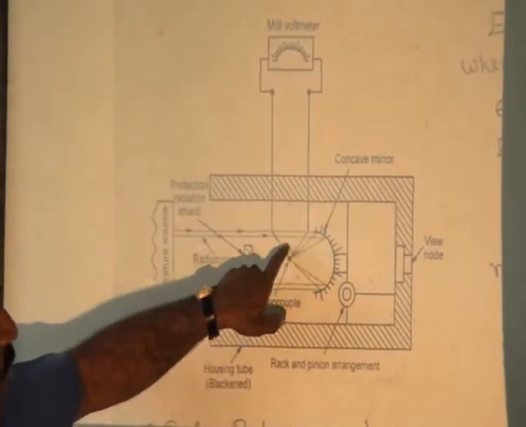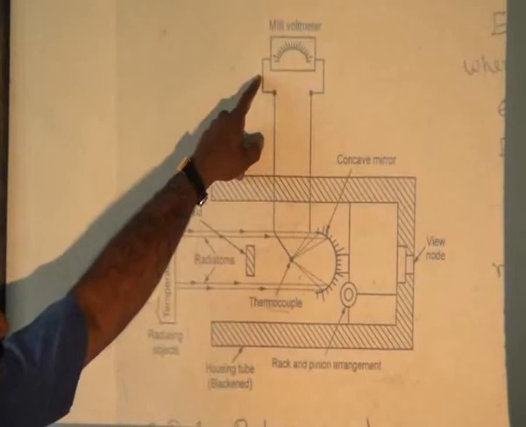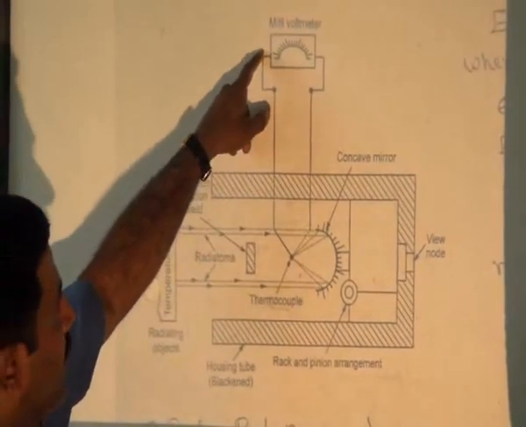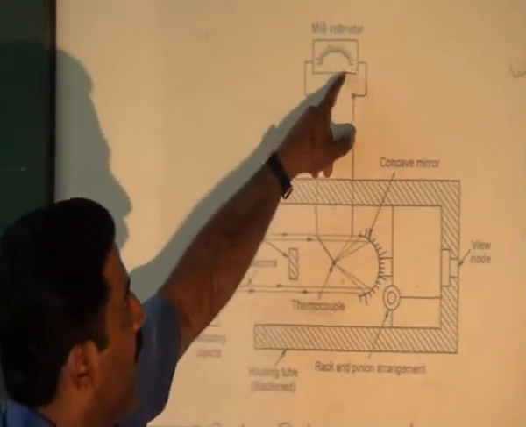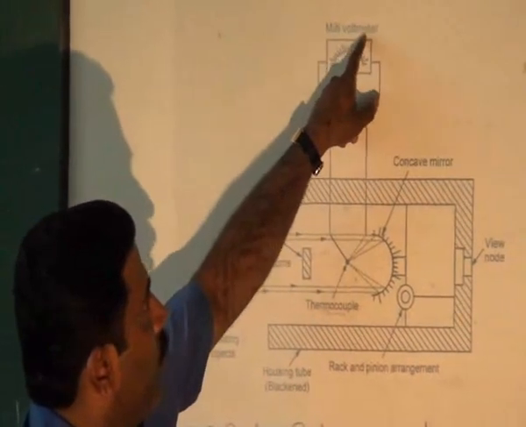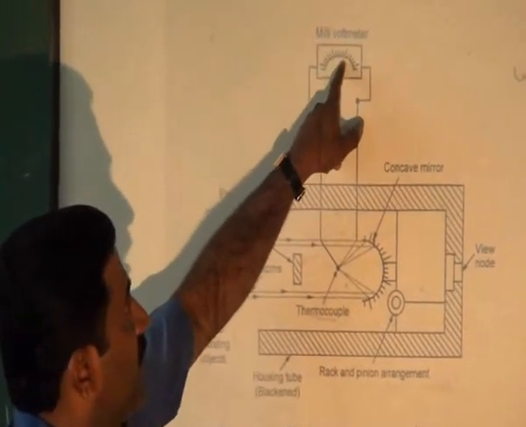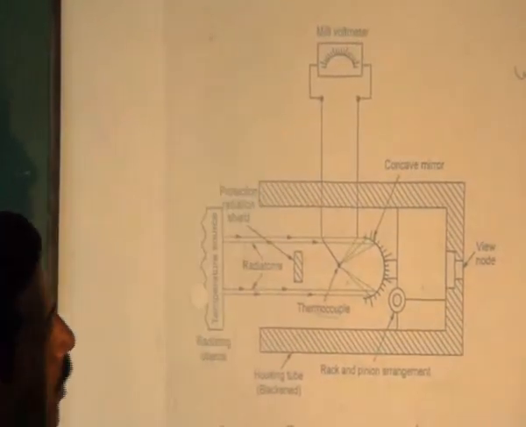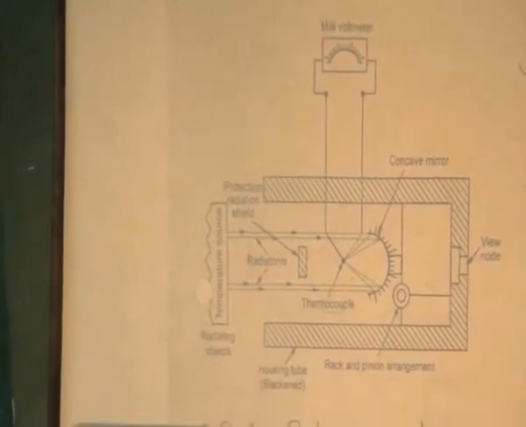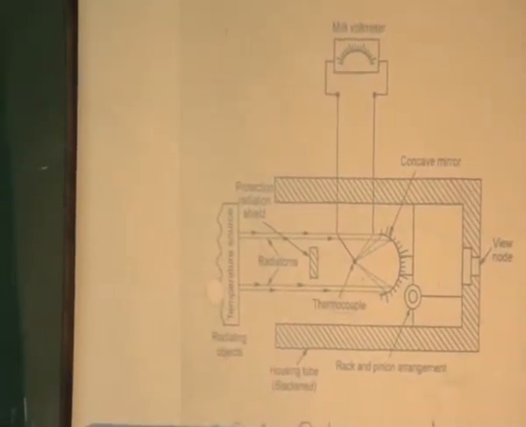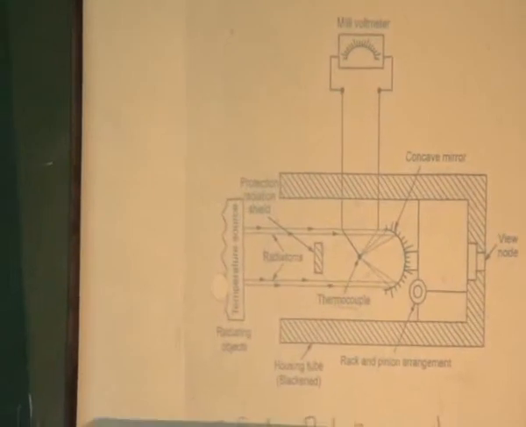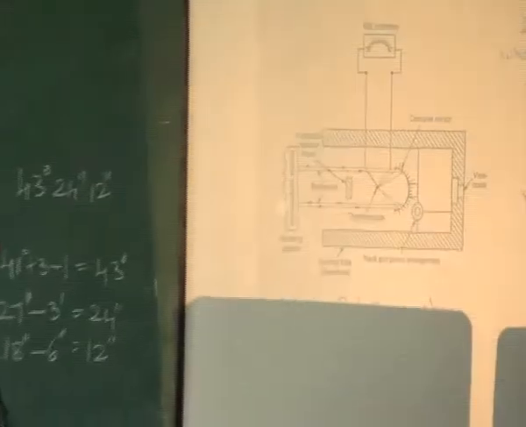This observed signal is converted into electrical energy. That electrical energy is then sent to the readout system, a millivolt meter. The millivolt meter value is converted and calculated based on the standard table. So this is one type of pyrometer, the total radiation pyrometer.